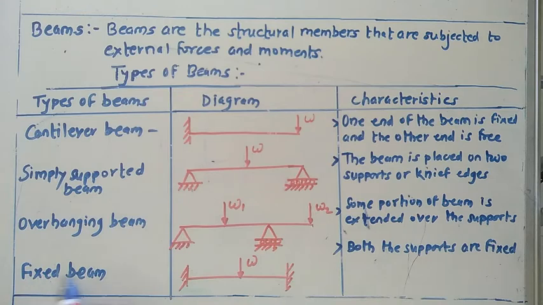Next one, fixed beam. You can see the fixed beam in front of you. Both the supports are fixed, and an external load is acting on it. The beam portion that goes inside the wall is the best example. The load acting on the beam is indicated with W, and this portion goes inside the wall surface. This is the example of a fixed beam.